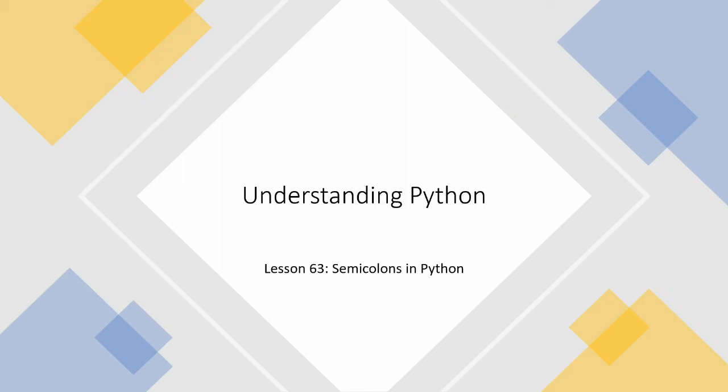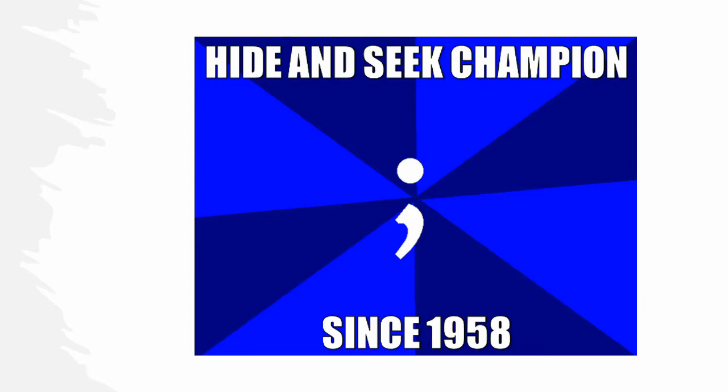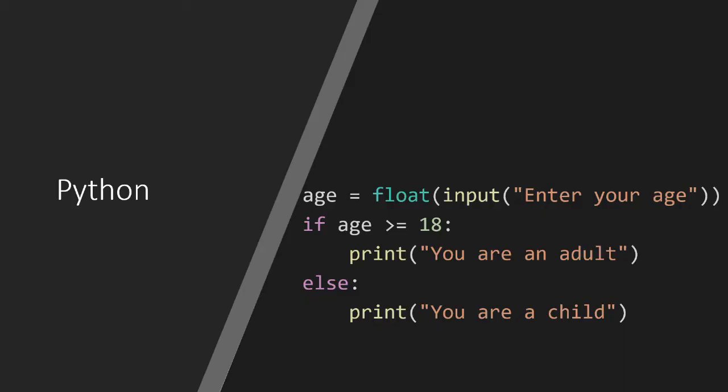Welcome back. Today, we're going to be looking at semicolons in Python. And at first, that might sound quite strange because we've never looked at using any semicolons in Python. But it turns out semicolons are the hide and seek champion since 1958. In other languages, semicolons are very common, and in others, they're even required. But in Python, there aren't any.